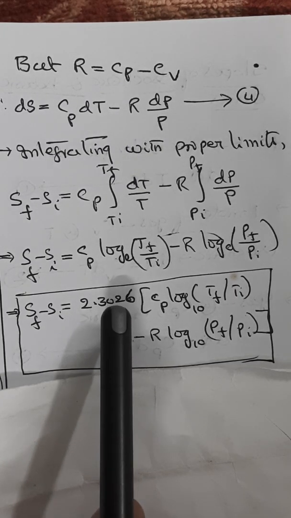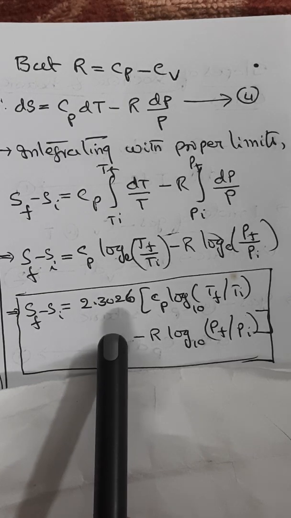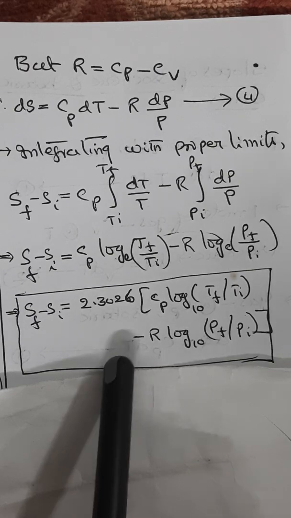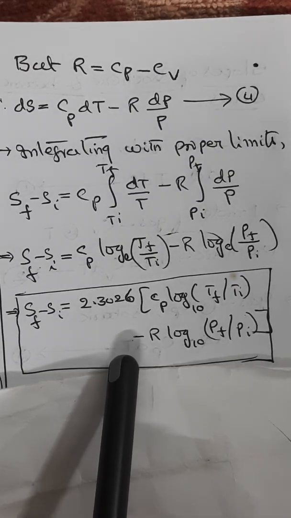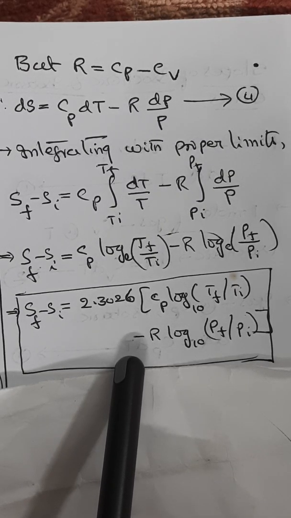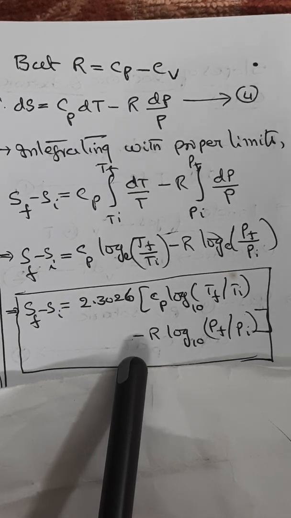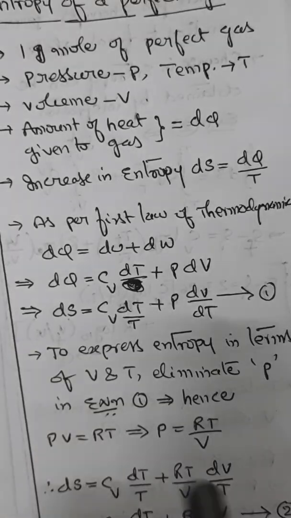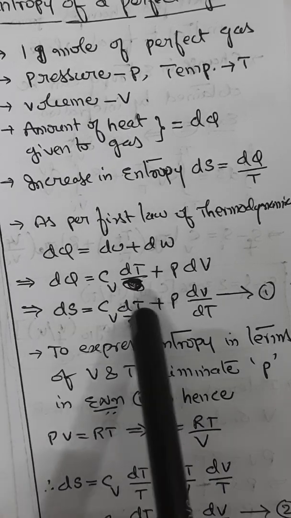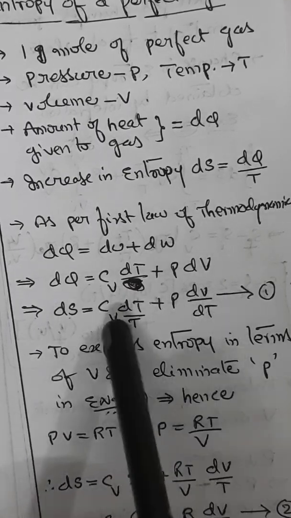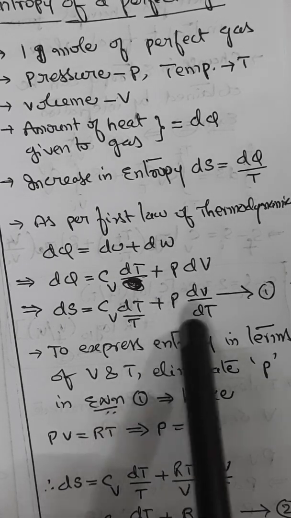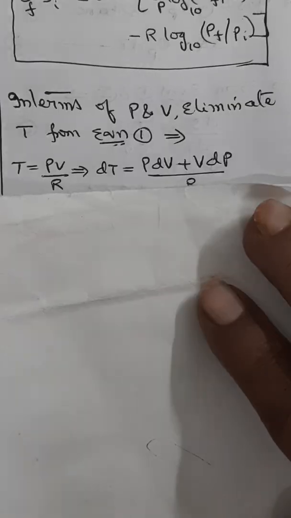Similarly, if we want to express change in entropy in terms of pressure and volume, we have to eliminate, like earlier we eliminated volume V and dV, now we will eliminate temperature T from equation 1. Therefore, how do we get it? So again we will take equation 1. From this equation we will eliminate the temperature T.